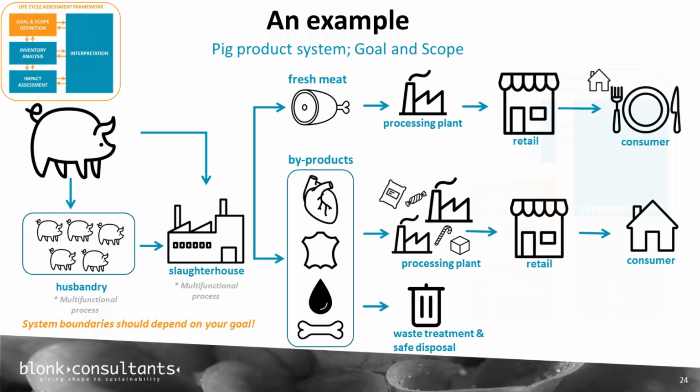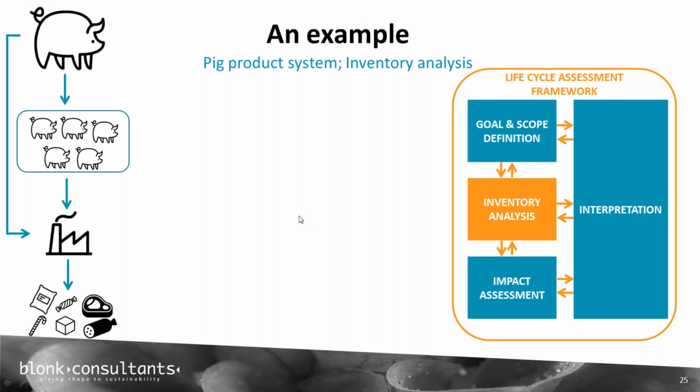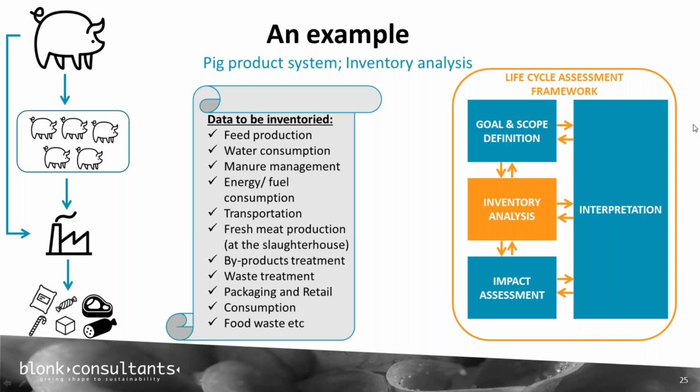I will move on to the second methodological step, which is inventory analysis. So assuming that you have a product system from farm to plate, you need to collect data and basically inventory all your data and model your system. So some of the data that you might need is the feed production. So you need the composition of your feed and data on the cultivation of the feed, water consumption, manure management on a farm level, energy and fuel consumption along the whole life cycle, data on transportation, data on waste treatment, packaging and retail, etc.